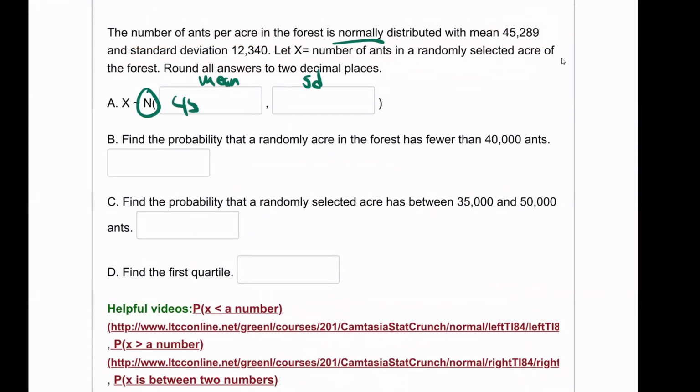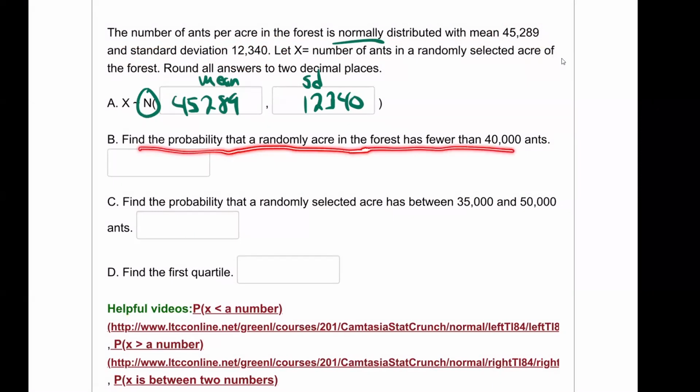So you just type in the mean, 45,289, the standard deviation, 12,340. And then it says, find the probability that a randomly selected acre in the forest has fewer than 40,000.